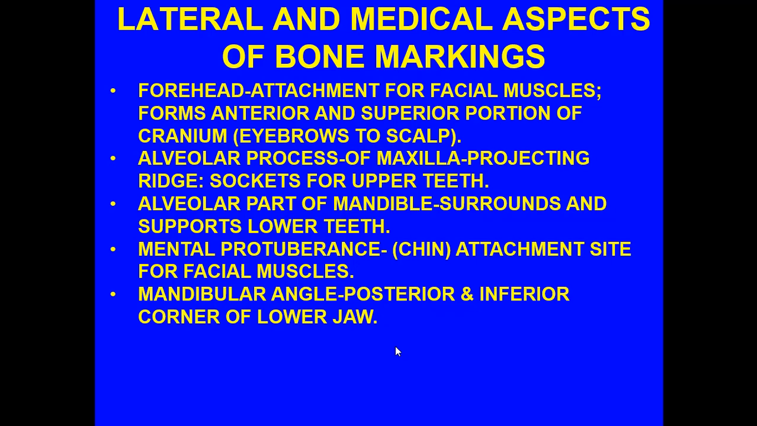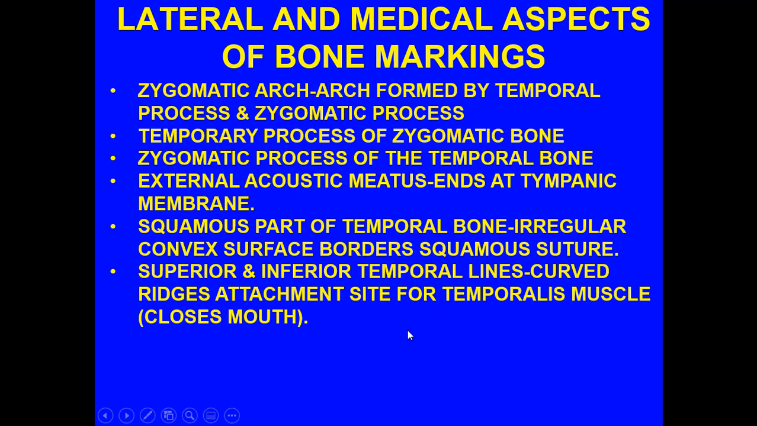We're going to get into this later on in the chapter on joints, I believe it is. I think it's chapter 8. We talk about gomphosis, which is basically a non-movable sort of joint, but it's held in its place, the teeth that is, by a very fibrous attachment. Okay, and we'll get into that later on next week. The mental protuberance, the chin, is the attachment site for facial muscles, and then you have the mandibular angle, which is the posterior and inferior corners of the lower jaw.